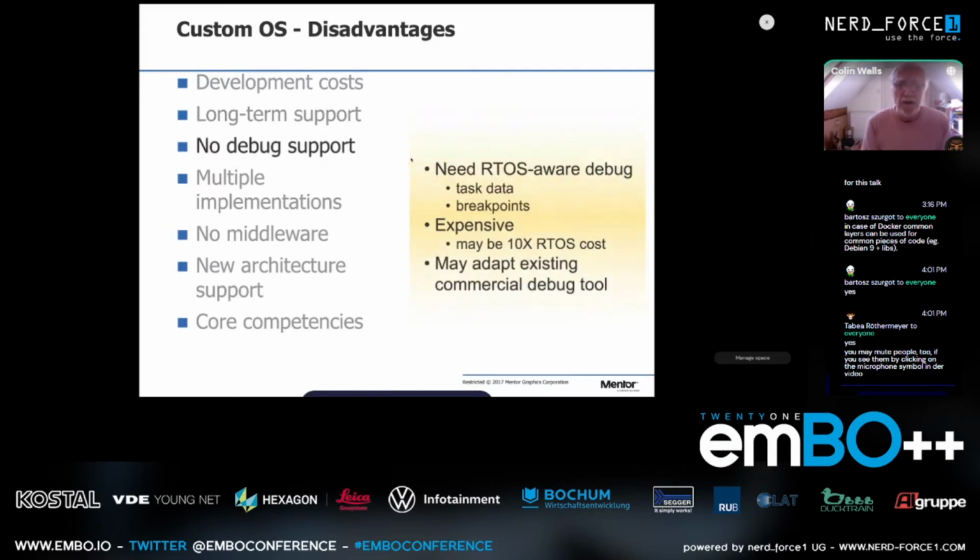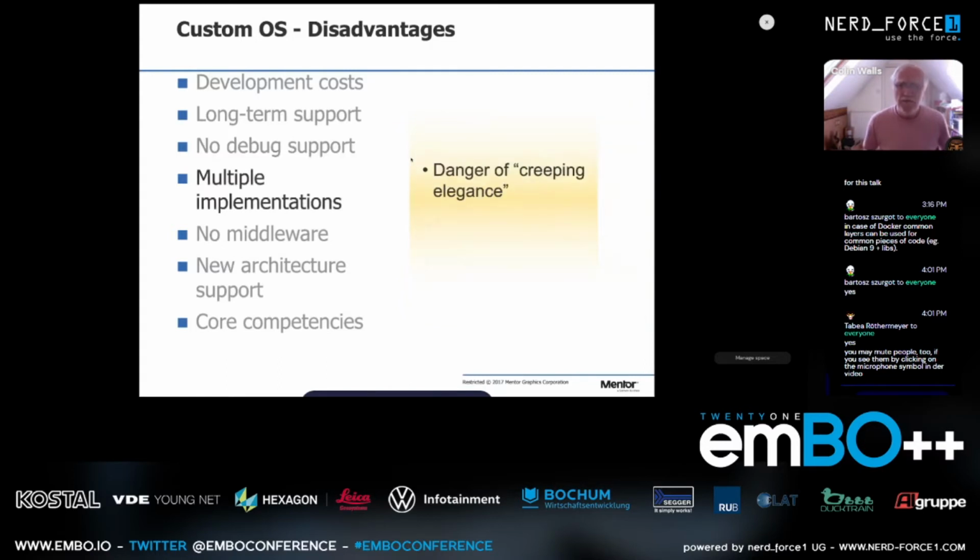Debug support. I mentioned with the commercial operating system, you expect to have RTOS-aware debug. So that's information about tasks, task-aware breakpoints. Creating such debug support can be incredibly expensive. It might even be 10 times what it costs to create an RTOS. You might be able to adapt an existing debug tool, but nevertheless, that's still effort that will be done for you with a commercial product. One of the biggest problems is creeping elegance.